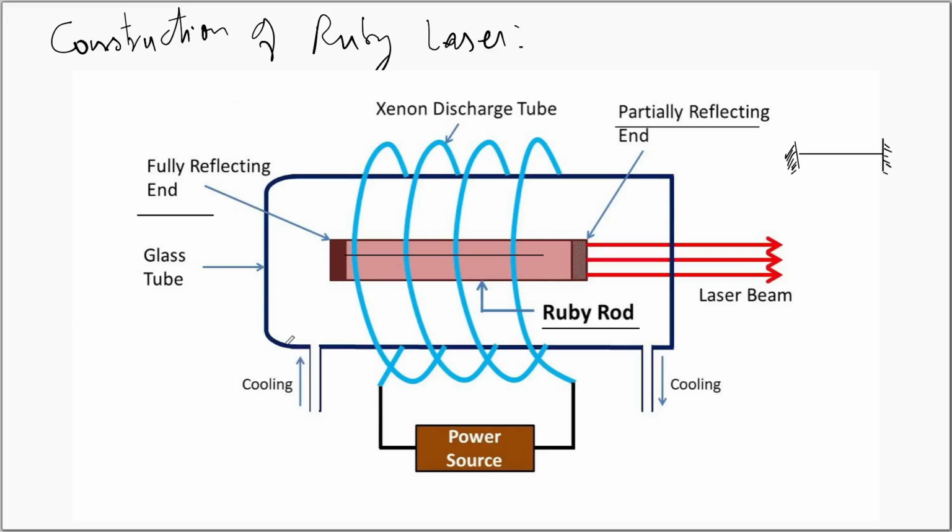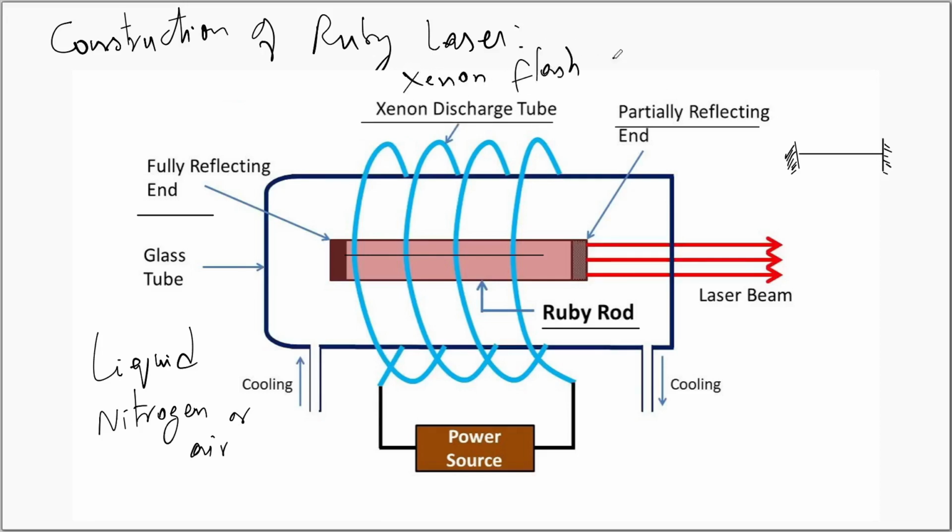Enclose the ruby rod in a glass tube. This is the glass tube. We need a coolant. The coolant could be liquid nitrogen or air. All around the glass tube you have the xenon discharge tube or xenon flash lamp. We have a power source to power the xenon flash lamp. From the partially reflecting face we get the laser beam coming from the ruby rod.